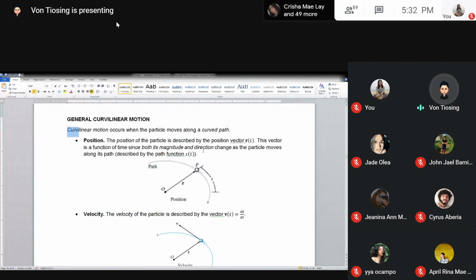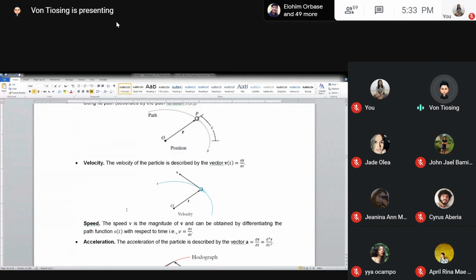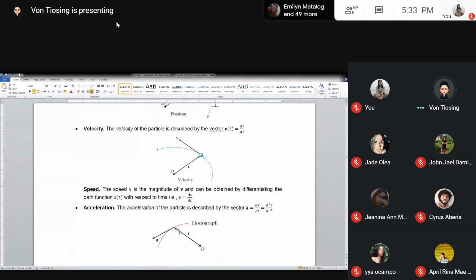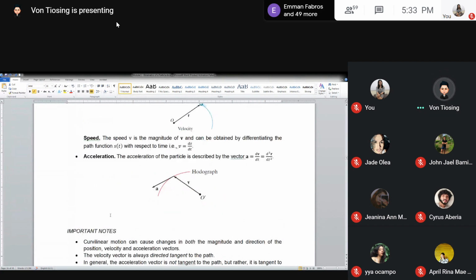Okay, tandaan niyo itong mga sasabihin ko. The velocity is always tangent to the path. On the other hand, acceleration is not tangent to the path. Kapag curvilinear motion, it is tangent to the hodograph, pero hindi mo naman makikita on actual yung sinasabing hodograph.